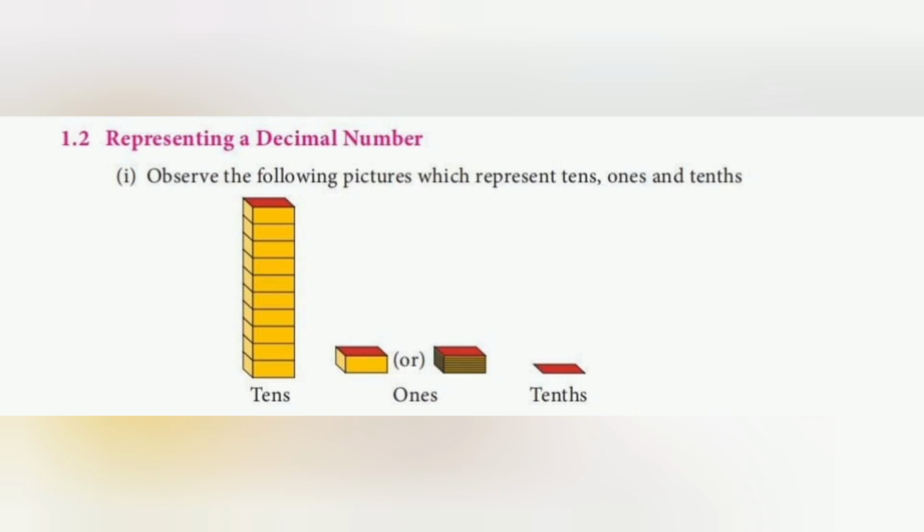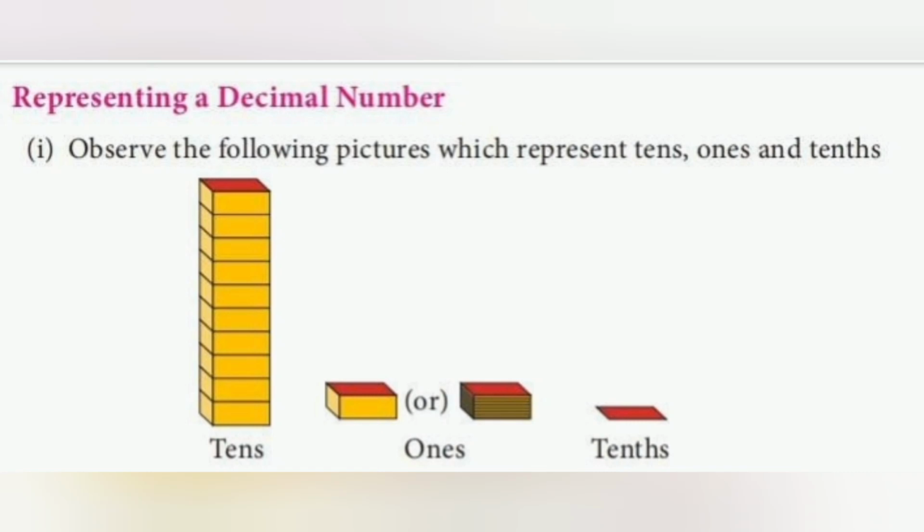How to represent a decimal number pictorially? You can see the slide. The first one, the tenth place, we'll see. The picture is in the form of a square sheet, a red color square sheet. Now I'll tell you how the next place is formed from that red color square sheet.